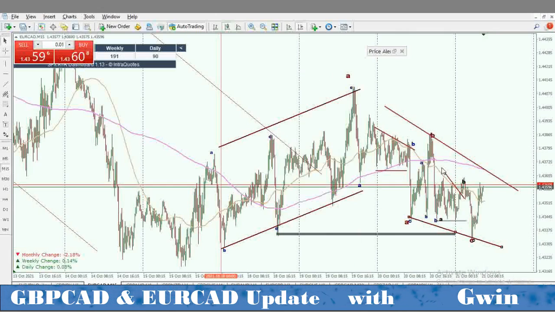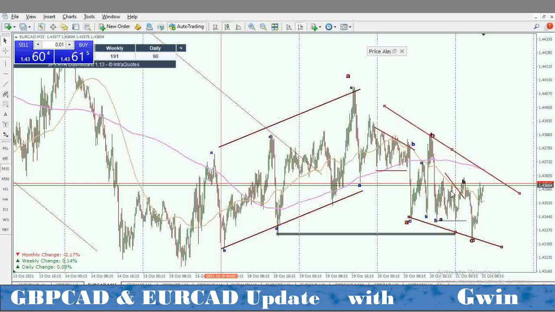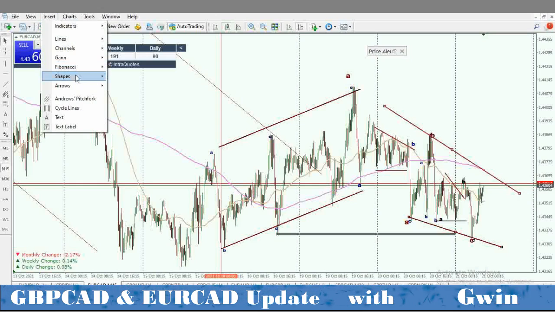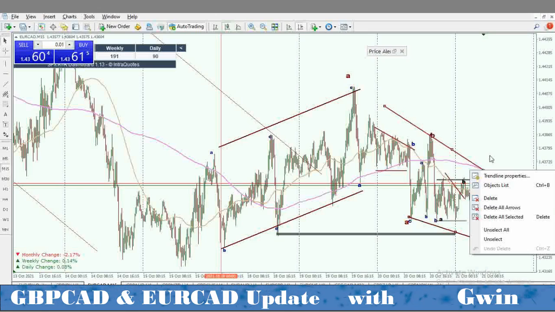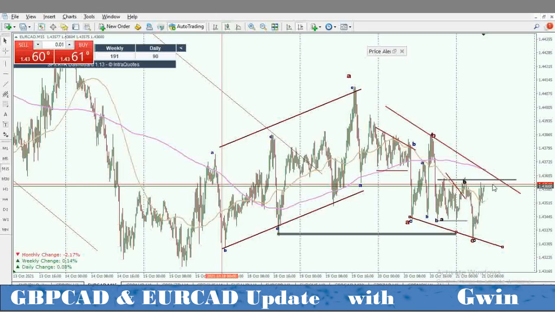We have a structure that we can work with, and at the moment what we have here is a wedge pattern. So we anticipate a breakout. What I'm going to be doing is waiting at the break of the previous high, and at the break of the previous high, I'm going to put up a pending buy stop.